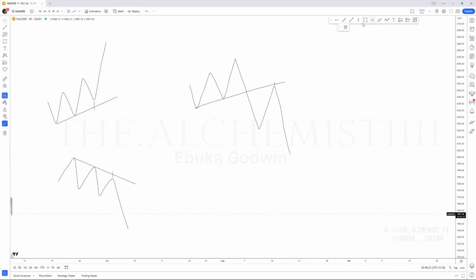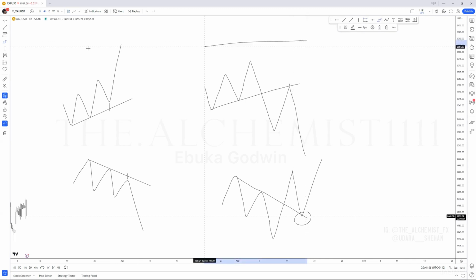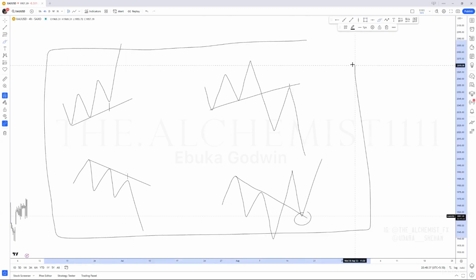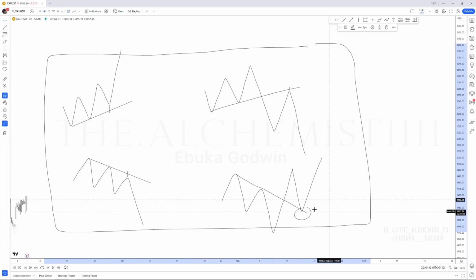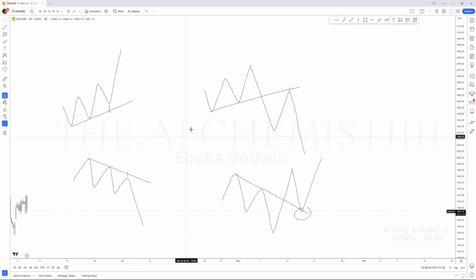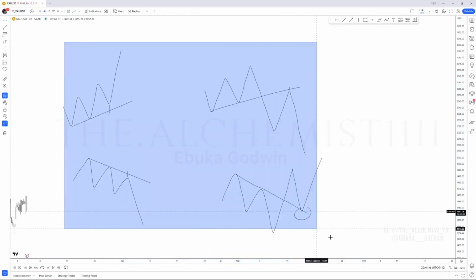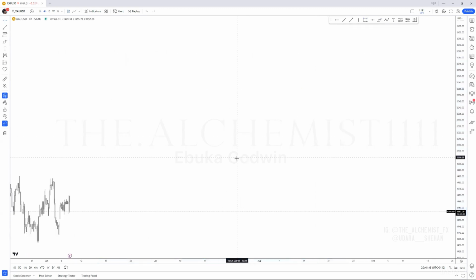So we had this, and then same thing down here. If it breaks, you could expect it to do this. This is also a break and retest trend line. So these two, honestly, are my favorite types of trend lines. These are the ones that I use a lot, because they're very high probability, in my opinion. I'll show you examples. And the next one will be a reversal trend line.